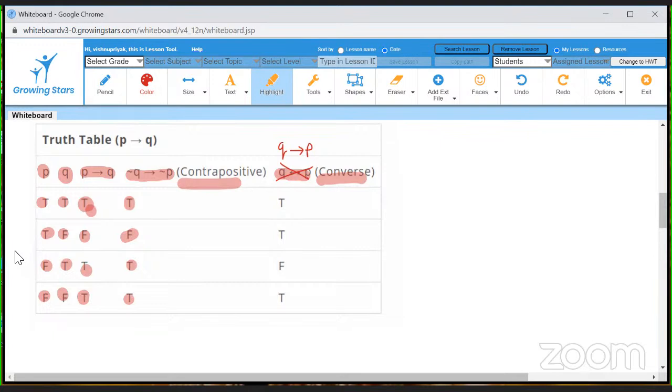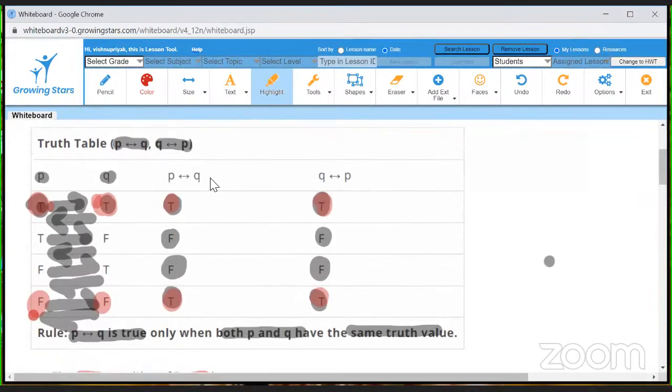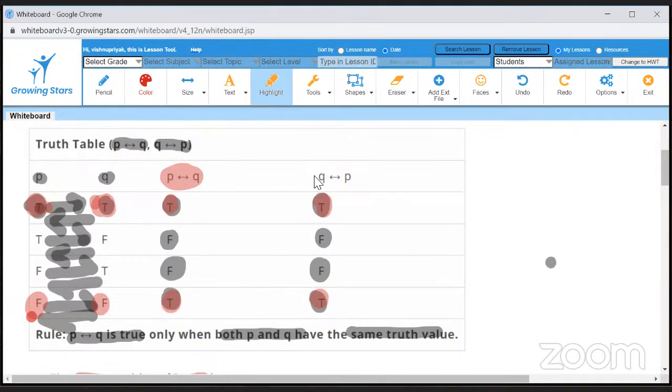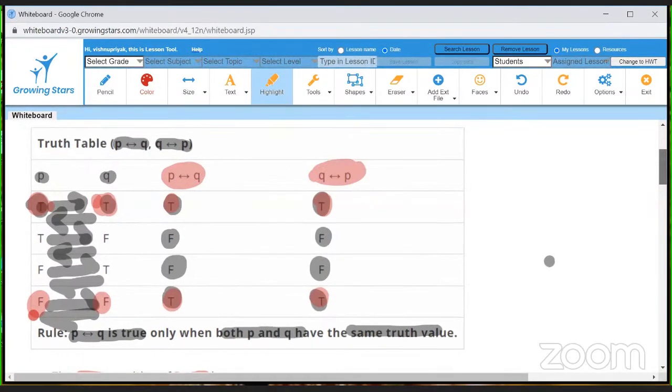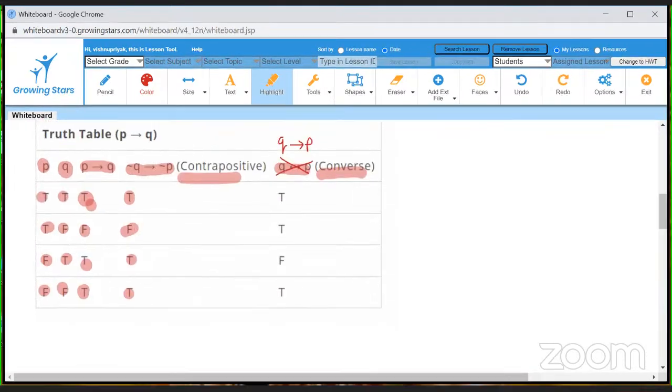Next is converse. Converse actually we have written in every table, so I am not discussing the converse. From the beginning, I have written P double implies Q, Q double implies P. The converse I have written. We need not discuss the converse.